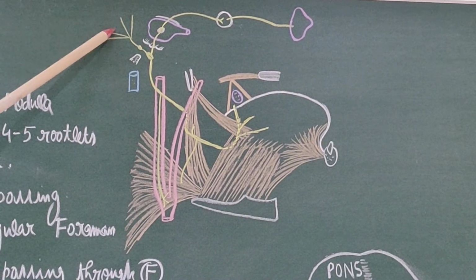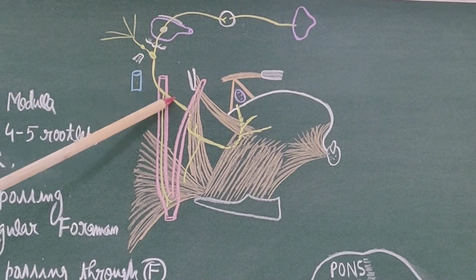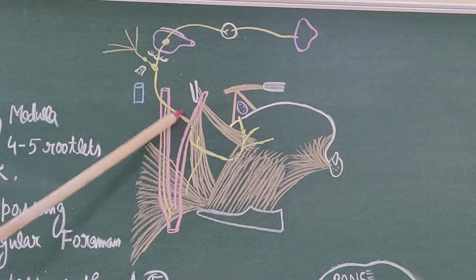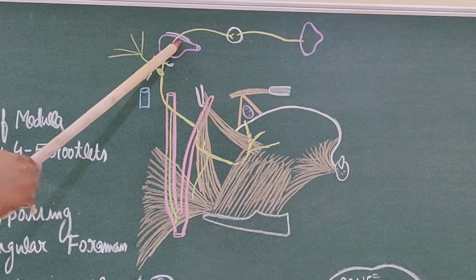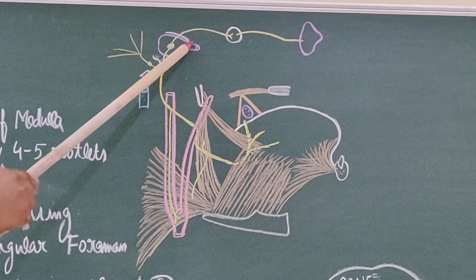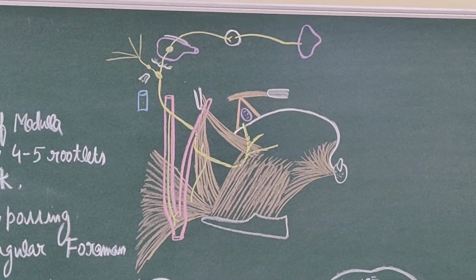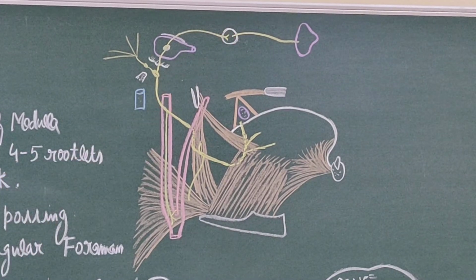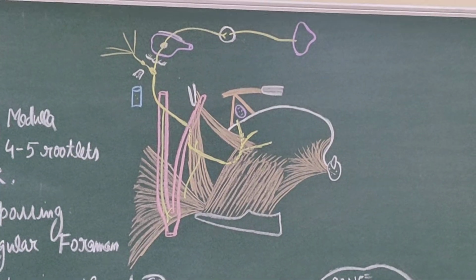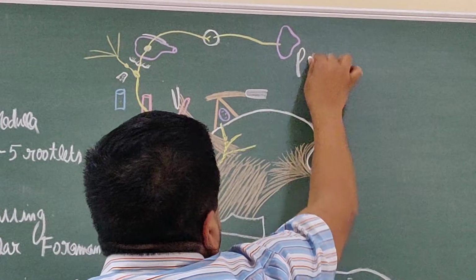From the jugular foramen, this yellow structure is a nerve, it is the glossopharyngeal nerve. It is the course of the glossopharyngeal nerve. Above, it is the middle ear cavity, from which it is the auditory tube. This is the otic ganglion, and this is the parotid gland.